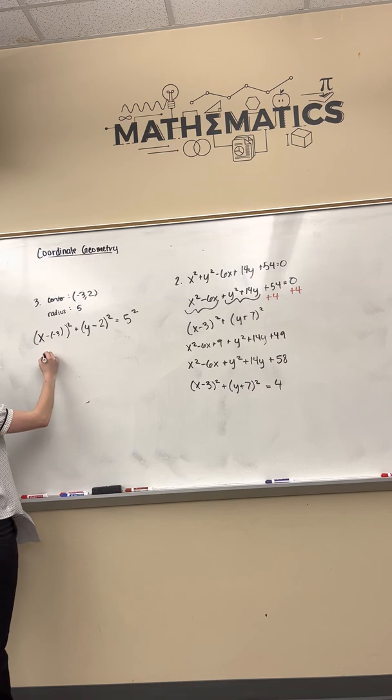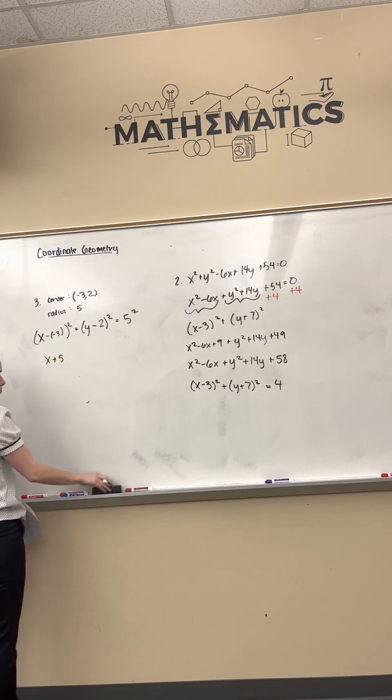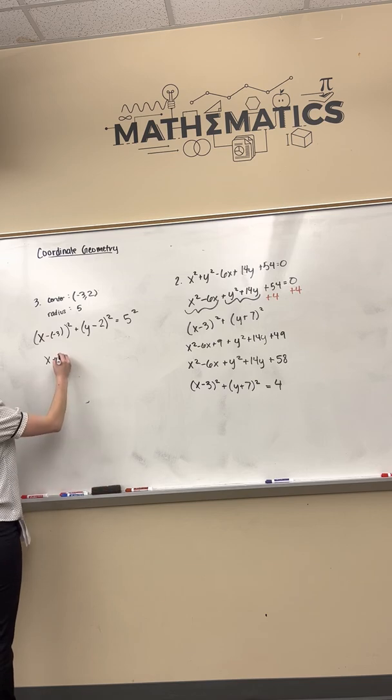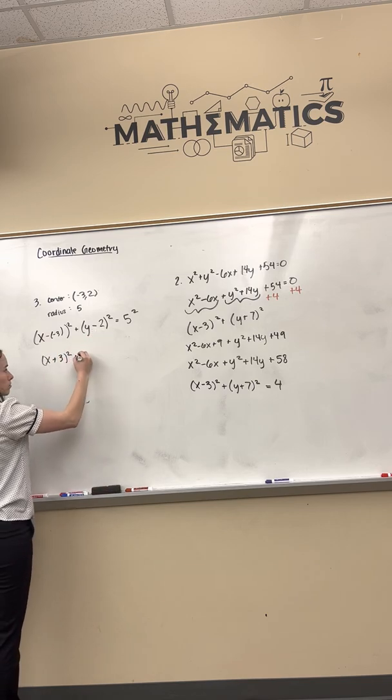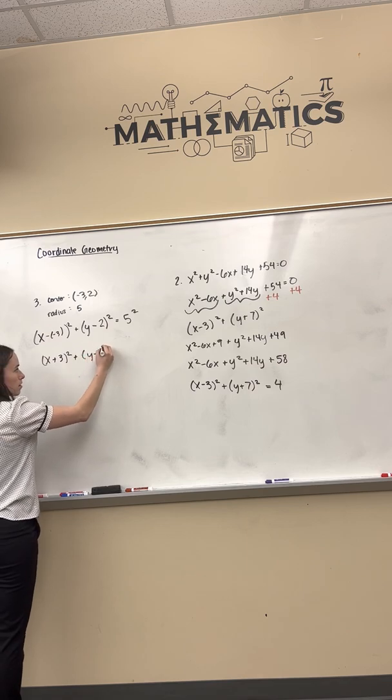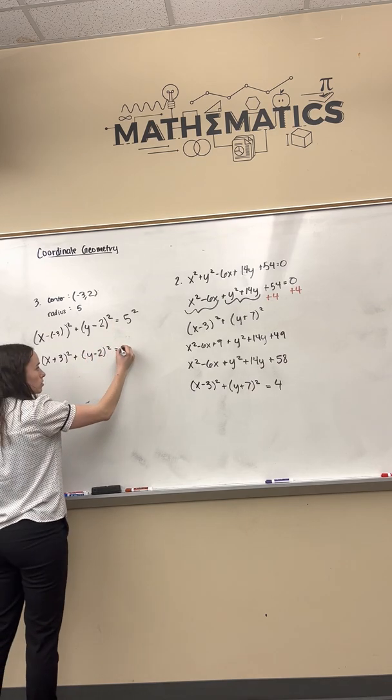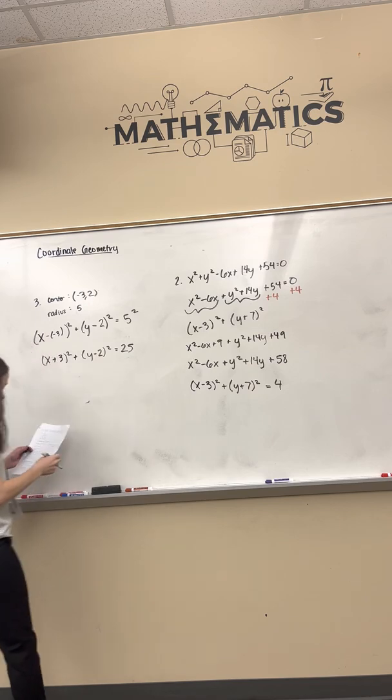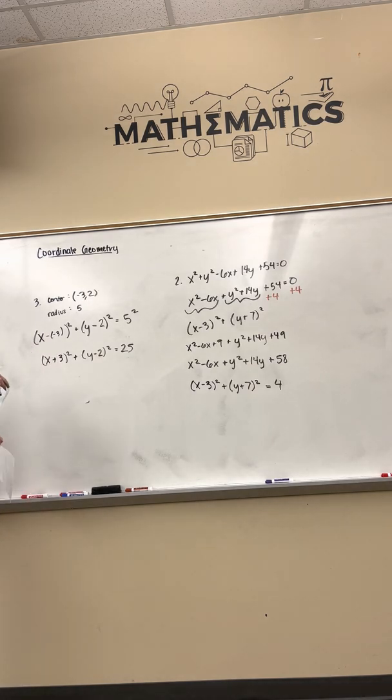Okay, to simplify this down, x minus a negative 3 is x plus 3. And then y minus 2 squared stays the same. And then 5 squared equals 25. All right, let's see here. Yeah, okay, we have 2 more. So that's all for that one.